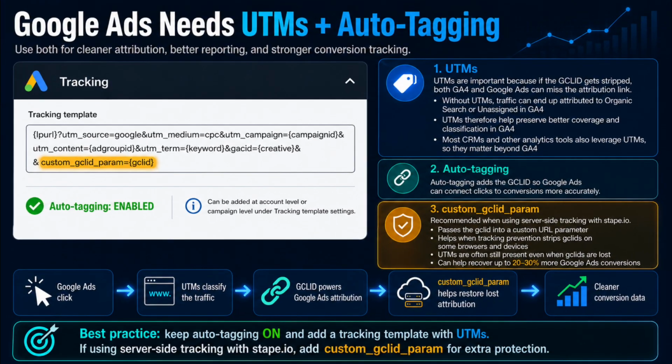Some privacy tools and browser restrictions or redirect systems can strip click IDs from URLs before they reach your website. When that happens, the visit can accidentally show up as Google Organic or even direct traffic instead of Google Ads. That's why it's best practice to use UTMs alongside auto tagging so you always have a fallback source of attribution data. This ensures your traffic is still classified in tools like GA4 correctly, even if the click ID gets removed.